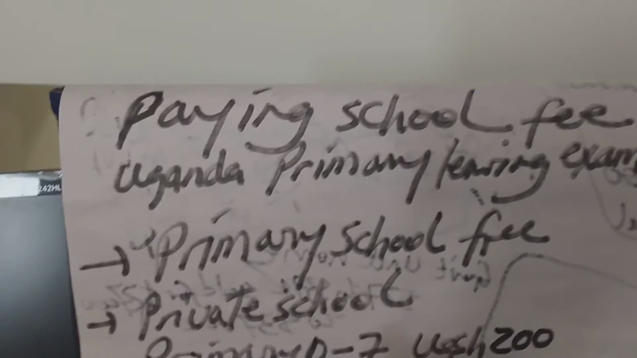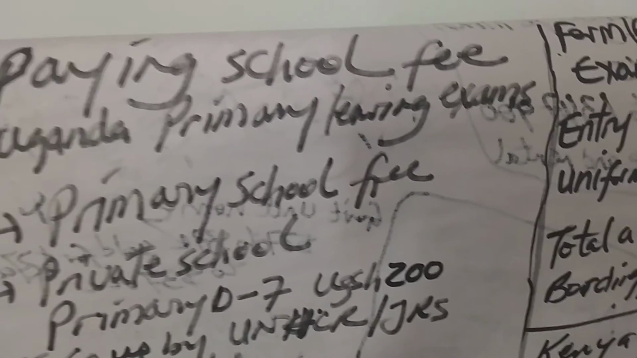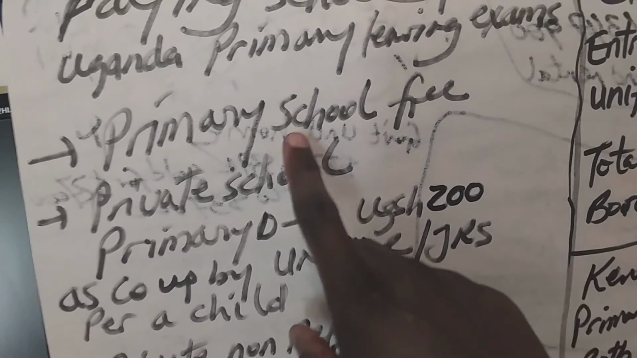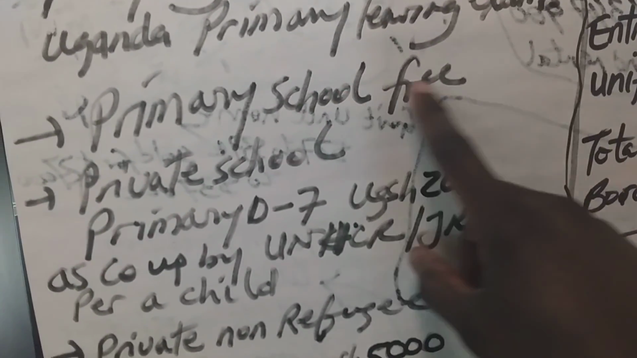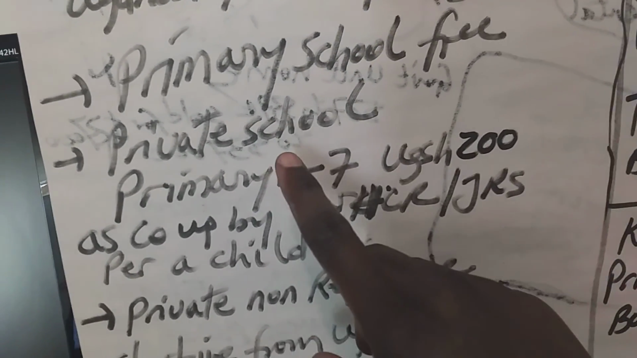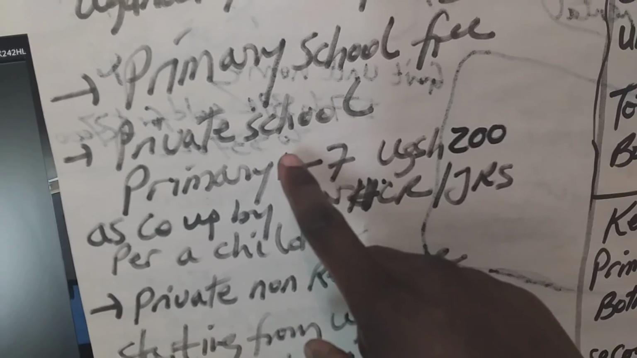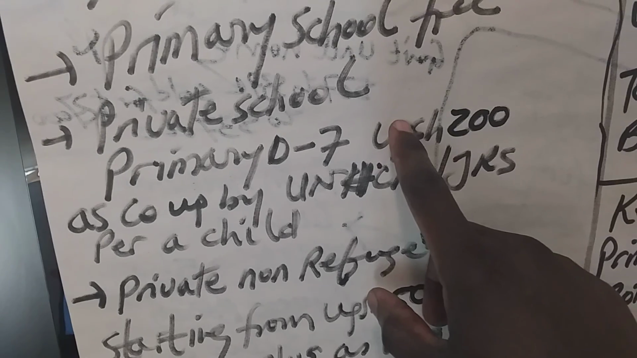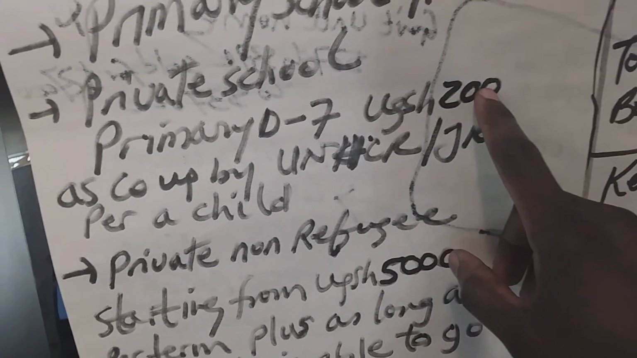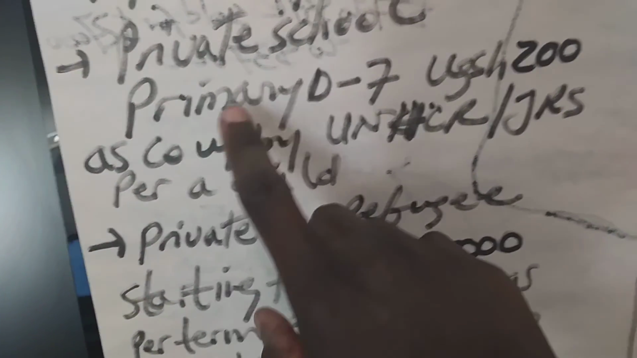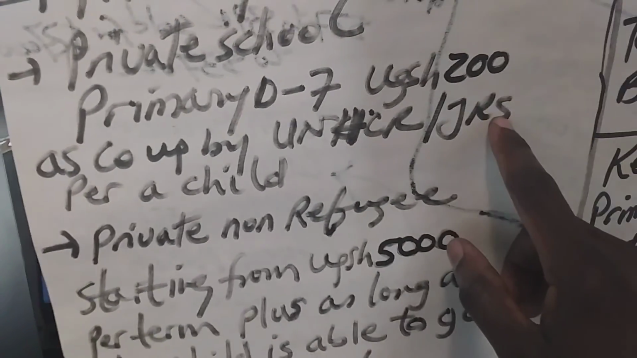Okay, so if we look here exactly, that is paying school fees, Ugandan primary leaving examinations. In primary schools, the school is free. That is a private school, the fee is payable. Then you may find some primary schools, such as those owned by refugees, that are paying private school fees. They are paying 200 shillings, as a co-op by UNHCR.